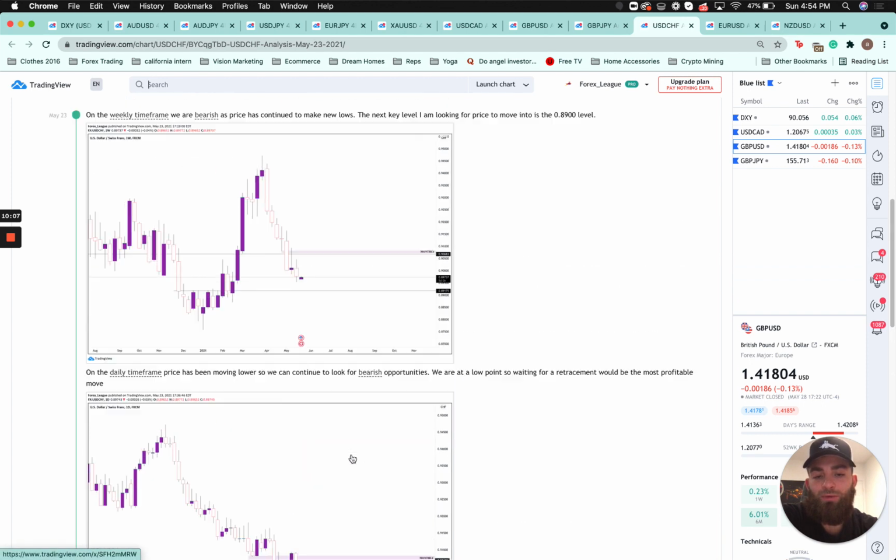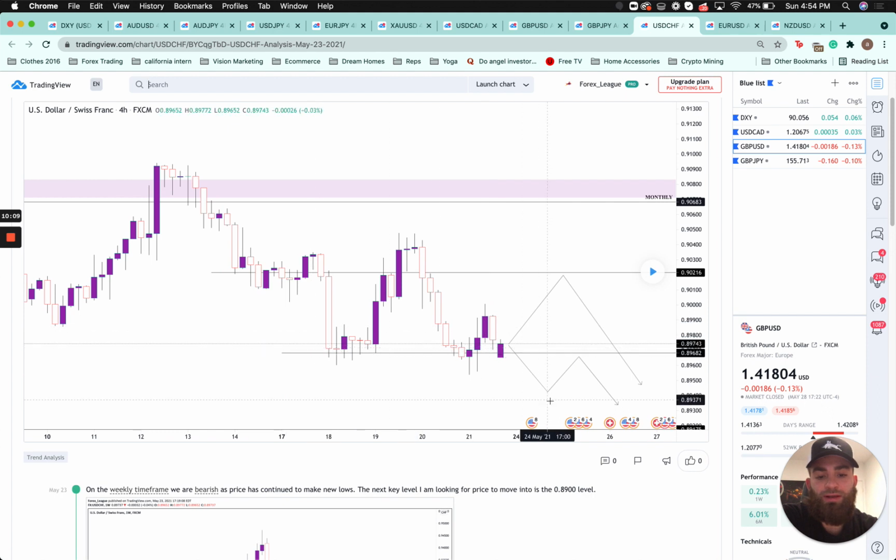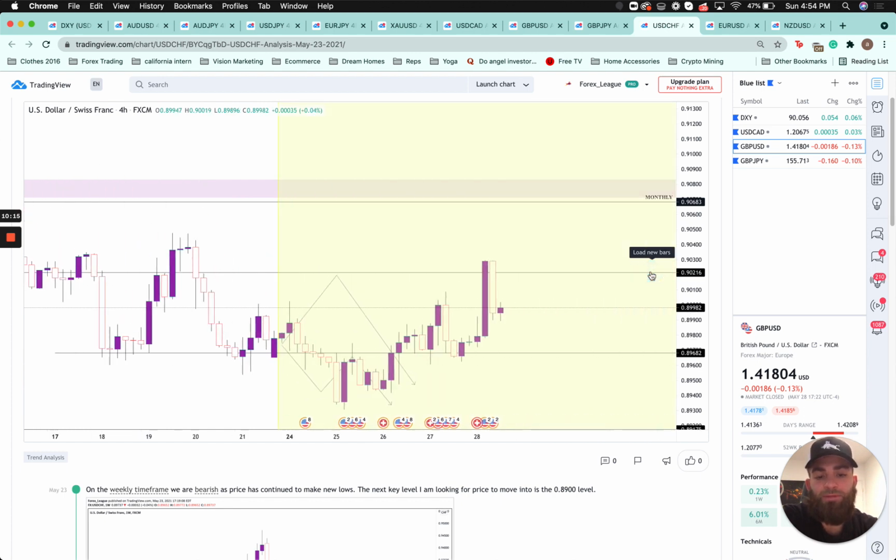Looking at the 4 hour, we have two opportunities here, either a break and retest to the downside, or we retrace back to the highs and then look to go to the downside. Let's map this one out. So we had a break, retest, could have gotten short right here. Would have gone up 20 pips or so. Not the best order in the world though.